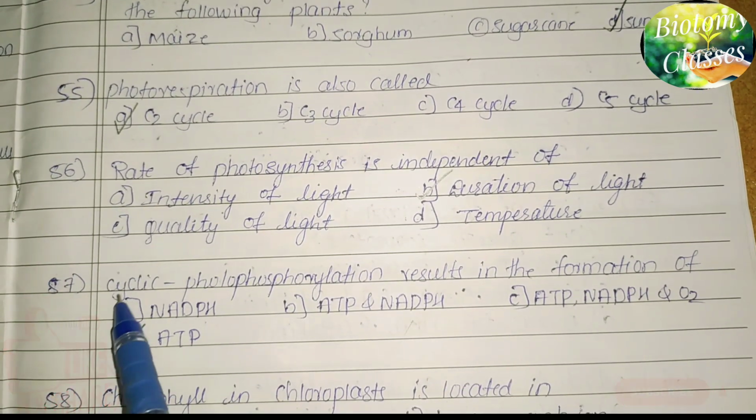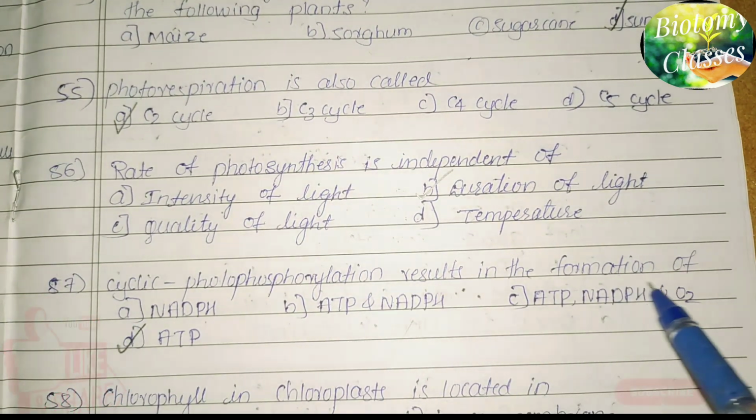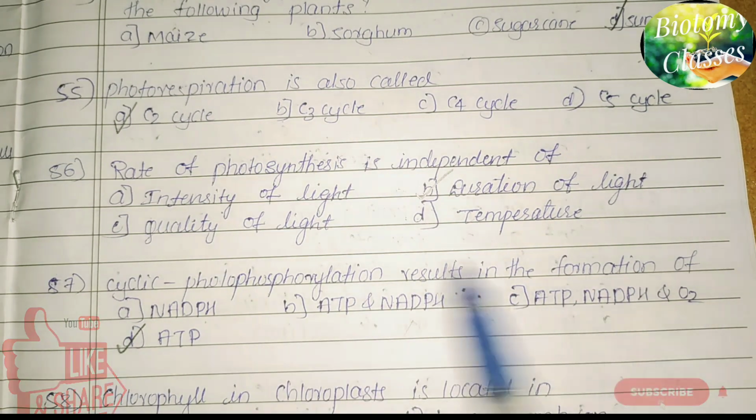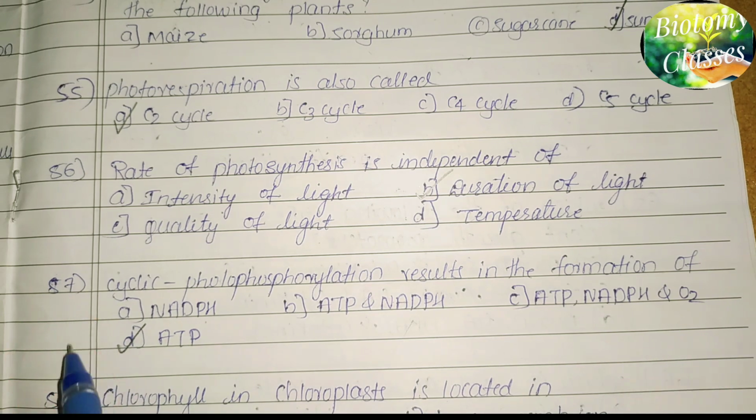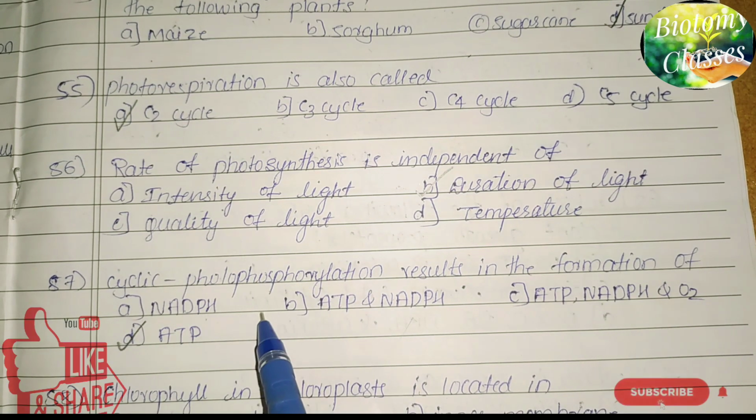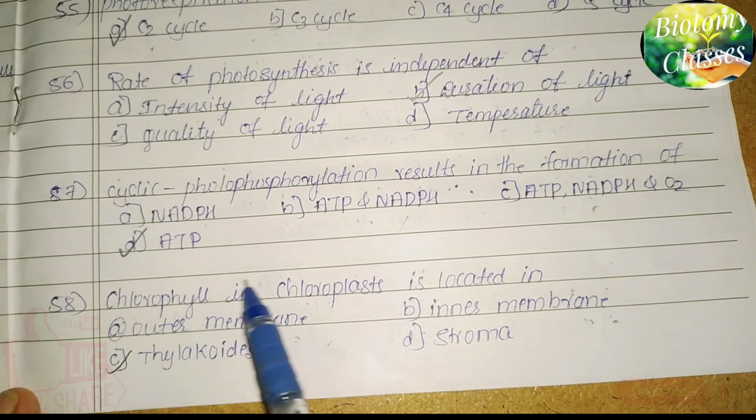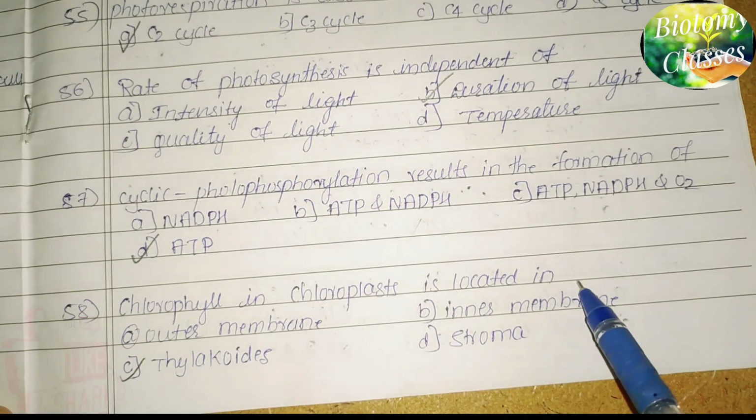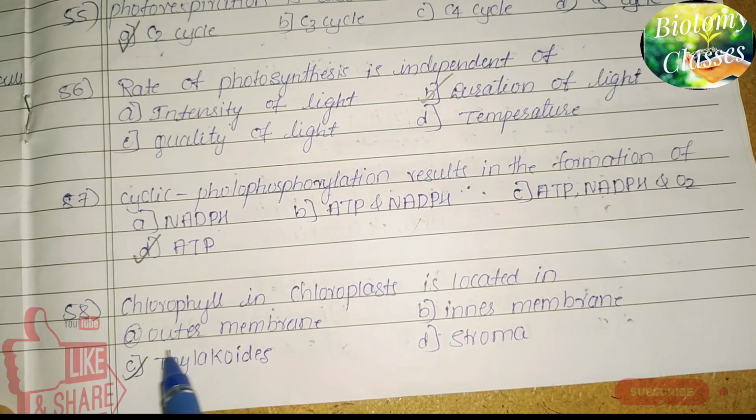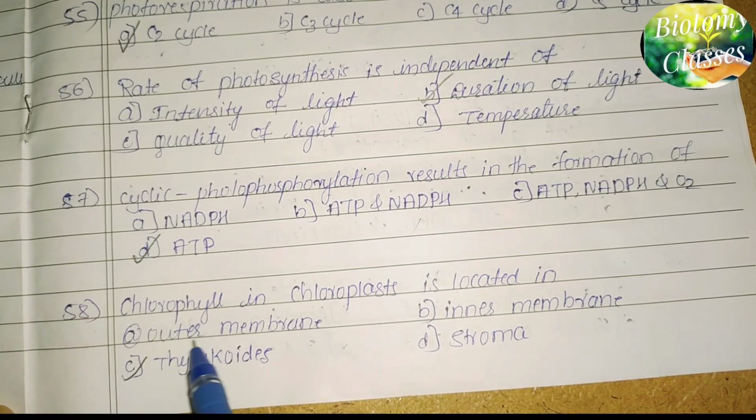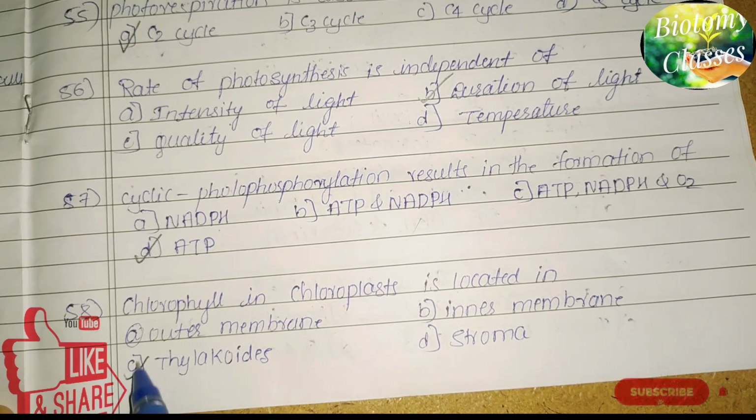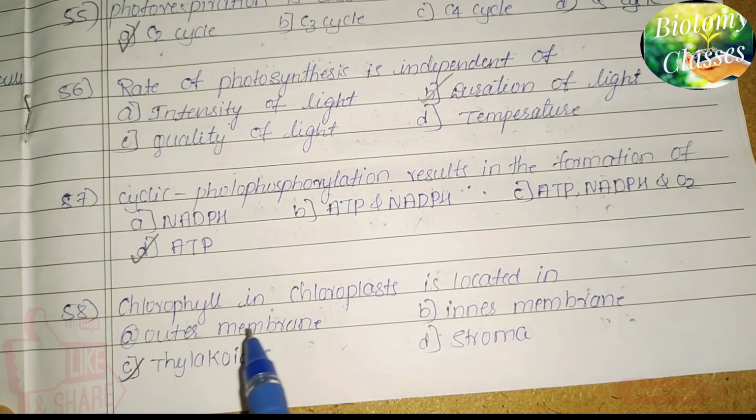57th question, cyclic photophosphorylation results in the formation of ATP only, but in non-cyclic photophosphorylation both ATP and NADPH are formed. Chlorophyll pigment in chloroplast is located in the thylakoids, because the light reaction only occurs in the thylakoids. So that's why chlorophylls are found in thylakoids.